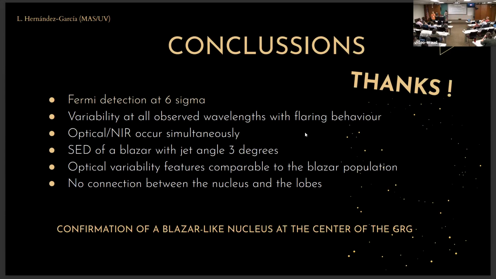Question. So if you instead assume that the jet hadn't changed direction and that it was still the same, 3 degrees to the line of sight, how big would that make the radio galaxy? Oh, that would be like the largest radio galaxy. It would be like 13, 14 megaparsecs, something like that. Okay, yeah. That's pretty convincing then. Yeah, it would be the largest radio galaxy in the universe.